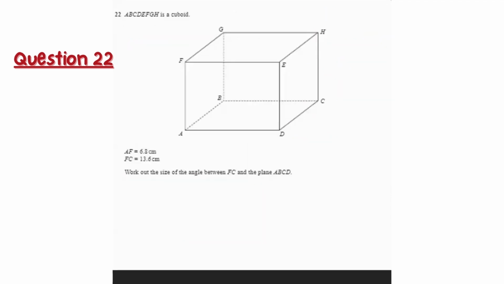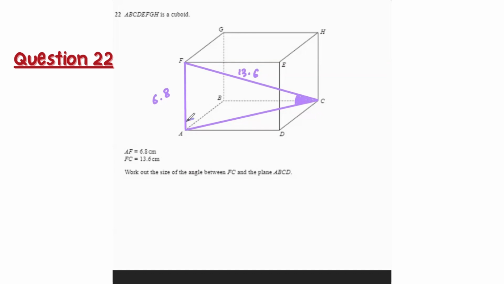Question 22 says that we have a cuboid ABCDEFGH. AF is 6.8. So this is 6.8. And FC, which is this diagonal over here, that is 13.6. We have to find the angle between FC and the plane ABCD. So that is this. This is the angle that we have to find.